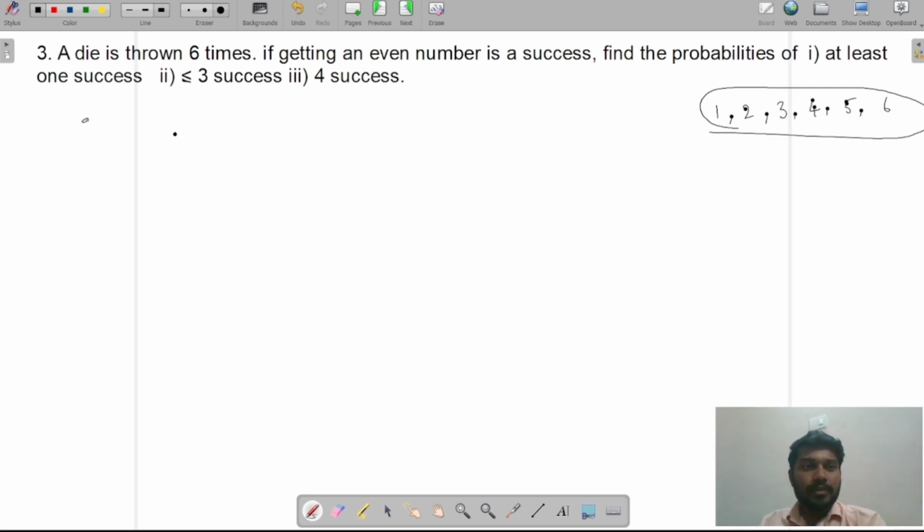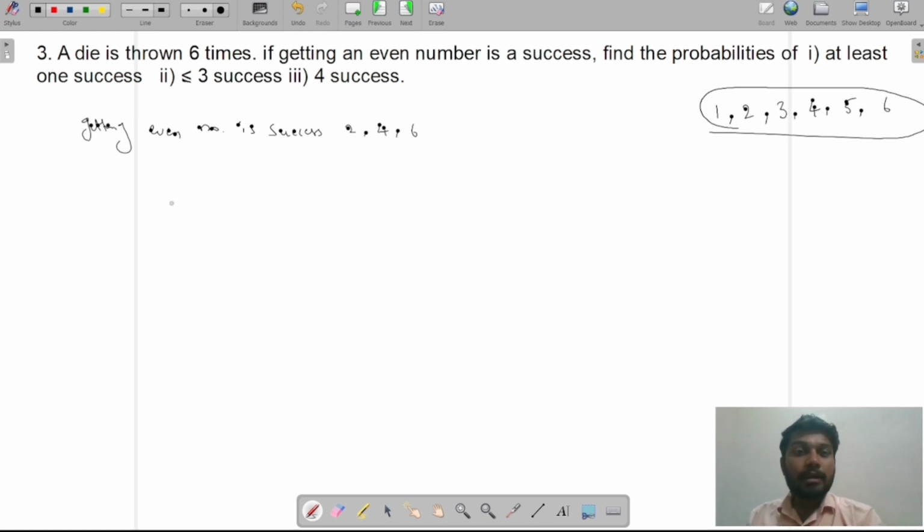So getting an even number is a success. So the favorable outcomes are 2, 4 and 6.